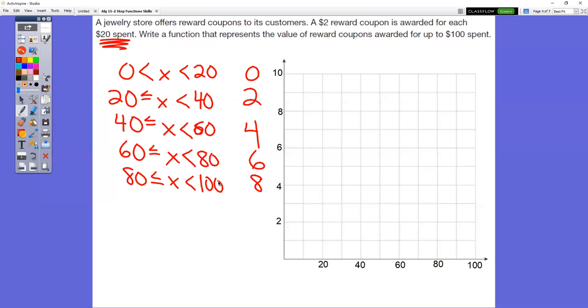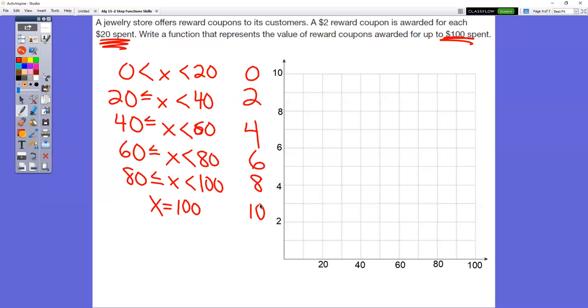How much do they get at exactly 100? Well, at exactly 100, they would get a $10 bonus. We don't have to go any higher than that, because it says for awarded up to $100 spent. So we're going to do a step function for this now.